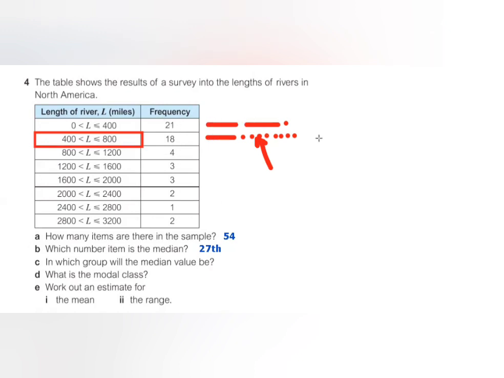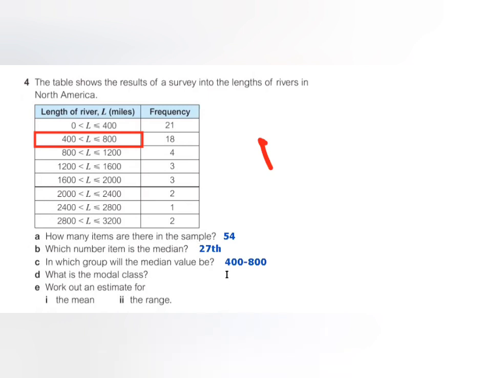I can use tally charts or I can use lines for these numbers. So it means that the median will be in the second group, because this one's the 21 and then 22, 23, 24, 25, 26, 27. So it's in the second group. Now let's remove these. After finding the median's group, I'm going to write it down. So it's going to be from 400 to 800. I can write it like this, 400 to 800. Okay. Now, that's the answer for question C.